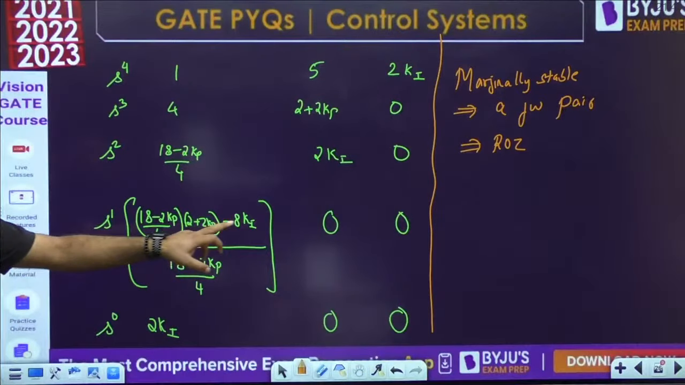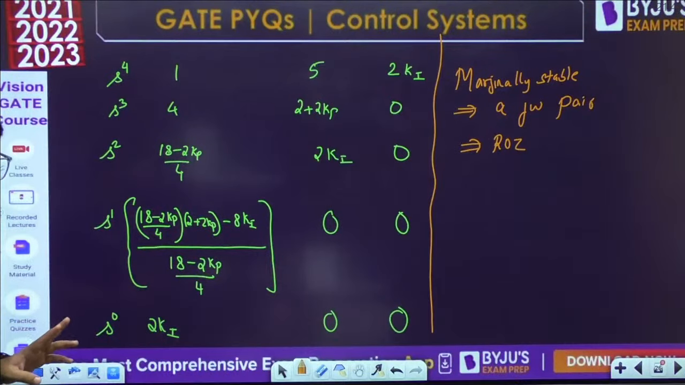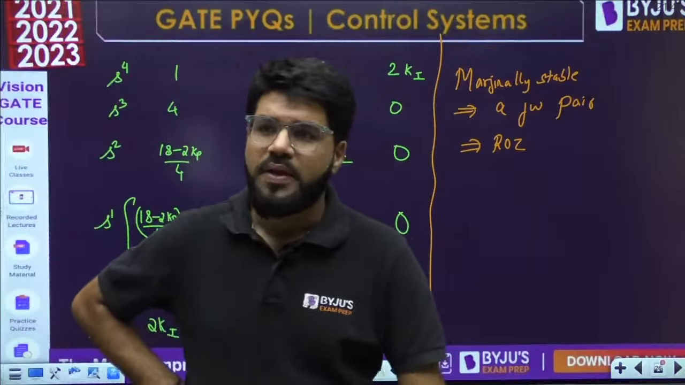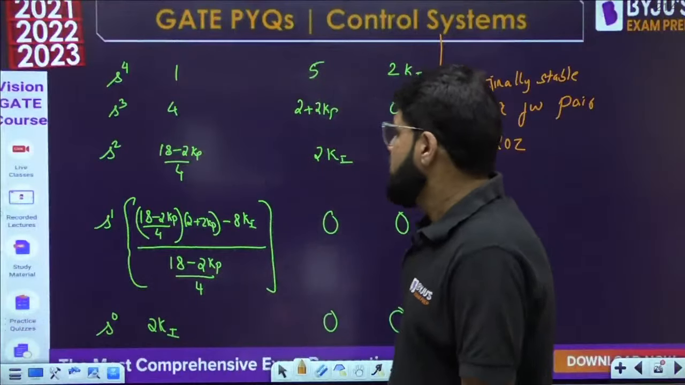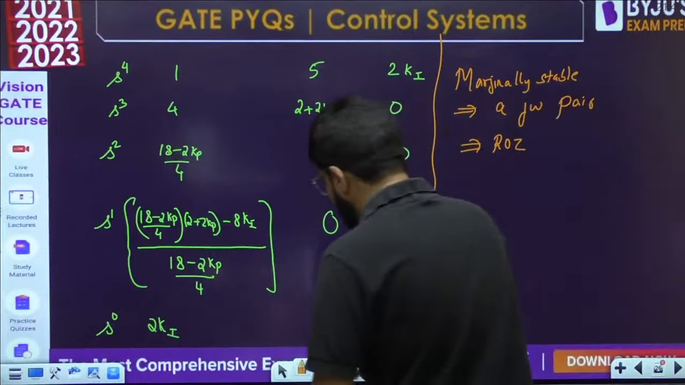So you can make this particular term equal to 0. That is one possibility. Clear? You have to make this particular term equal to 0, and then we will see what is the maximum value of Kp or Ki, whatever they are asking.